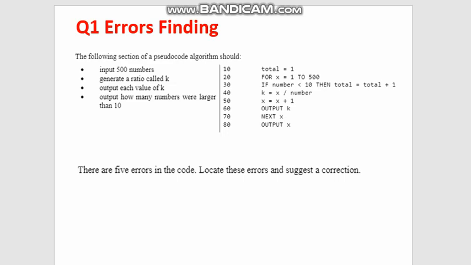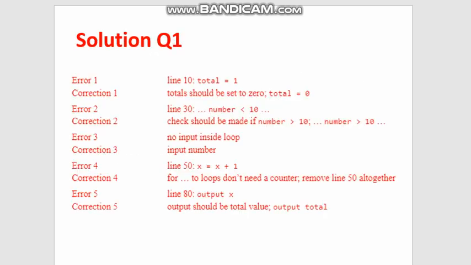And in line 80, the output should be those numbers which are larger than 10. So the output must be total. Total must be the output. So these are the 5 errors.